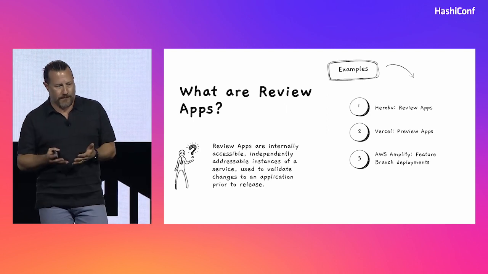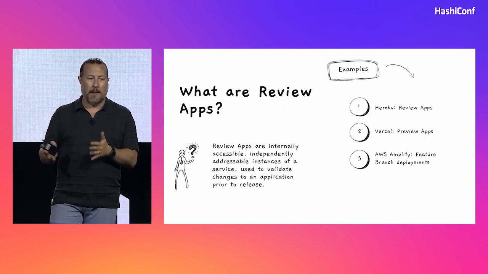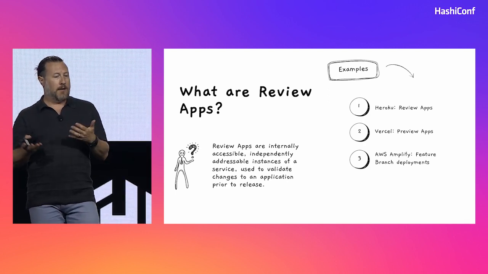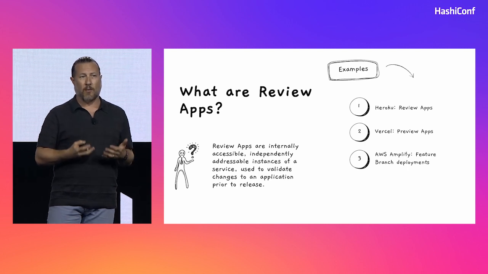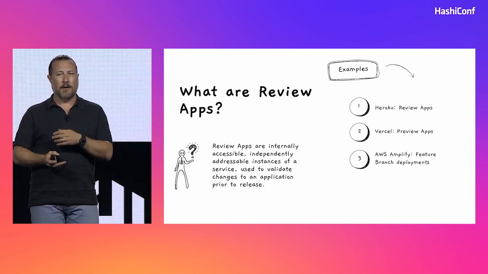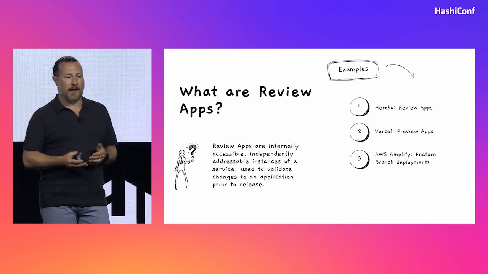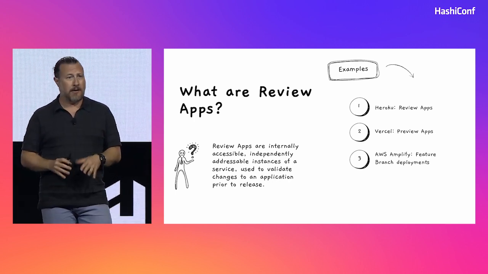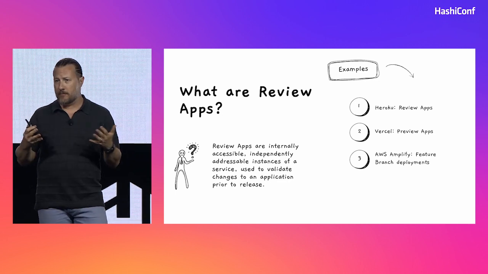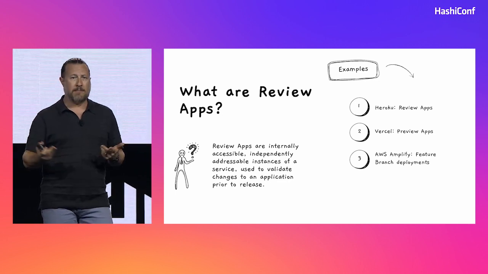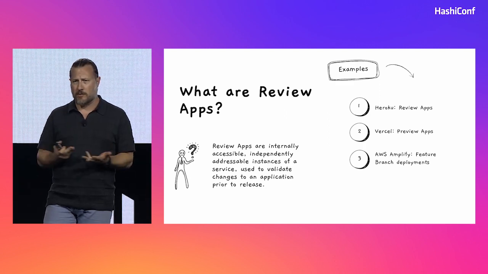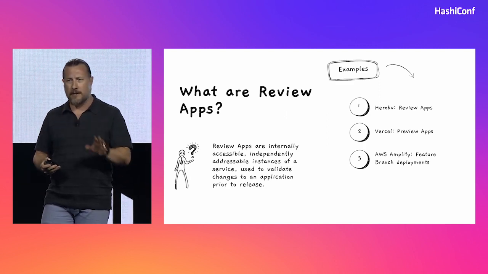Independently addressable means that a user can hit the review app separately from a stable instance of the service and vice versa. You can contrast this with canaries, where you're splitting traffic between a new and an old version of the service, and you don't necessarily know which one you're going to get. As I said, review apps are a common pattern. You may already be familiar with some of the public offerings for these: Heroku review apps, Vercel preview apps, AWS feature branch deploys. All of these are the same basic pattern.